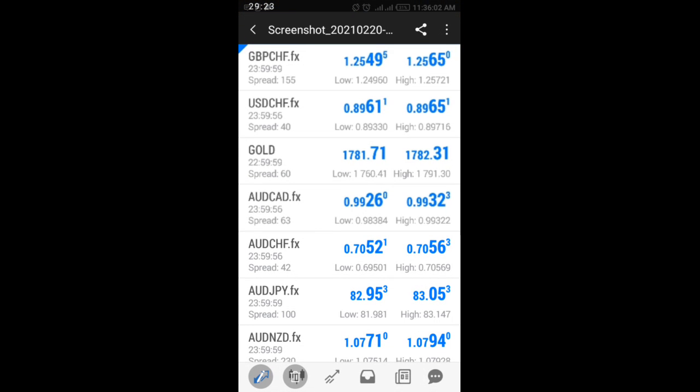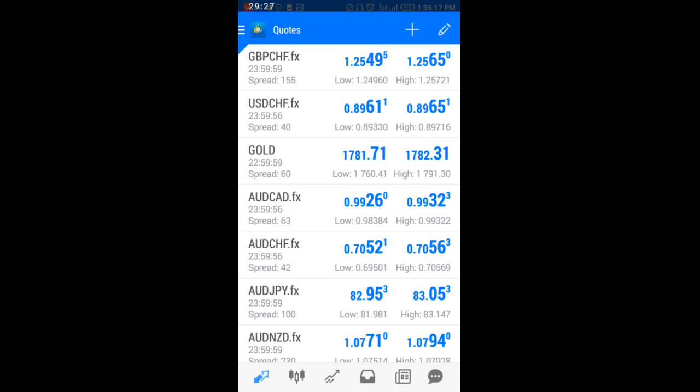Now let me show you something again. Look at what this broker wrote. Spread 155. Now look at this. How many decimal places do we have here? We have 5. 1, 2, 3, 4, 5. So the spread is now measured in pipettes. So meaning this is 155 pipettes.